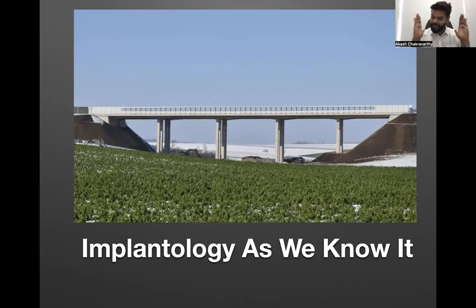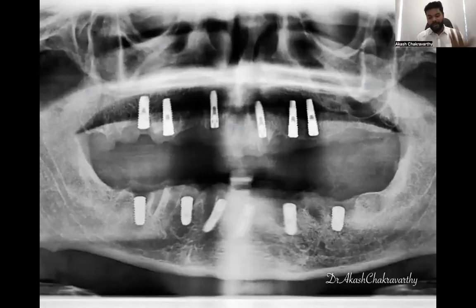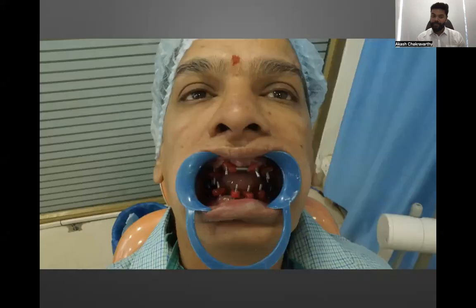Our implants need to be straight. We need to place as many implants as possible, and they have to be straight, and there's supposed to be a prosthesis on top of it. Even I used to practice that sort of implantology before. I used to place my implants straight, 6 implants in the top and 6 in the bottom, wait for 6 months for osseointegration, then reopen them and do my prosthetic procedures like this.